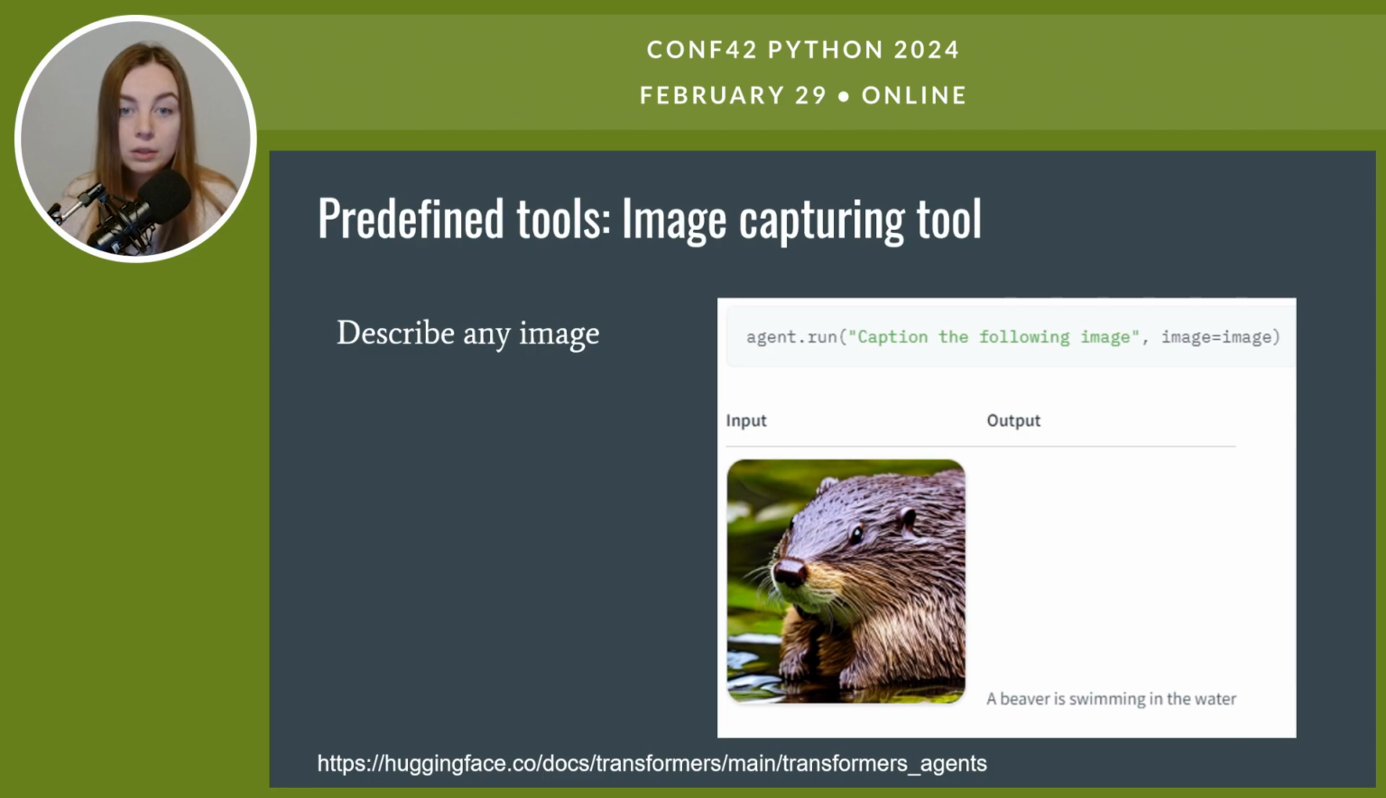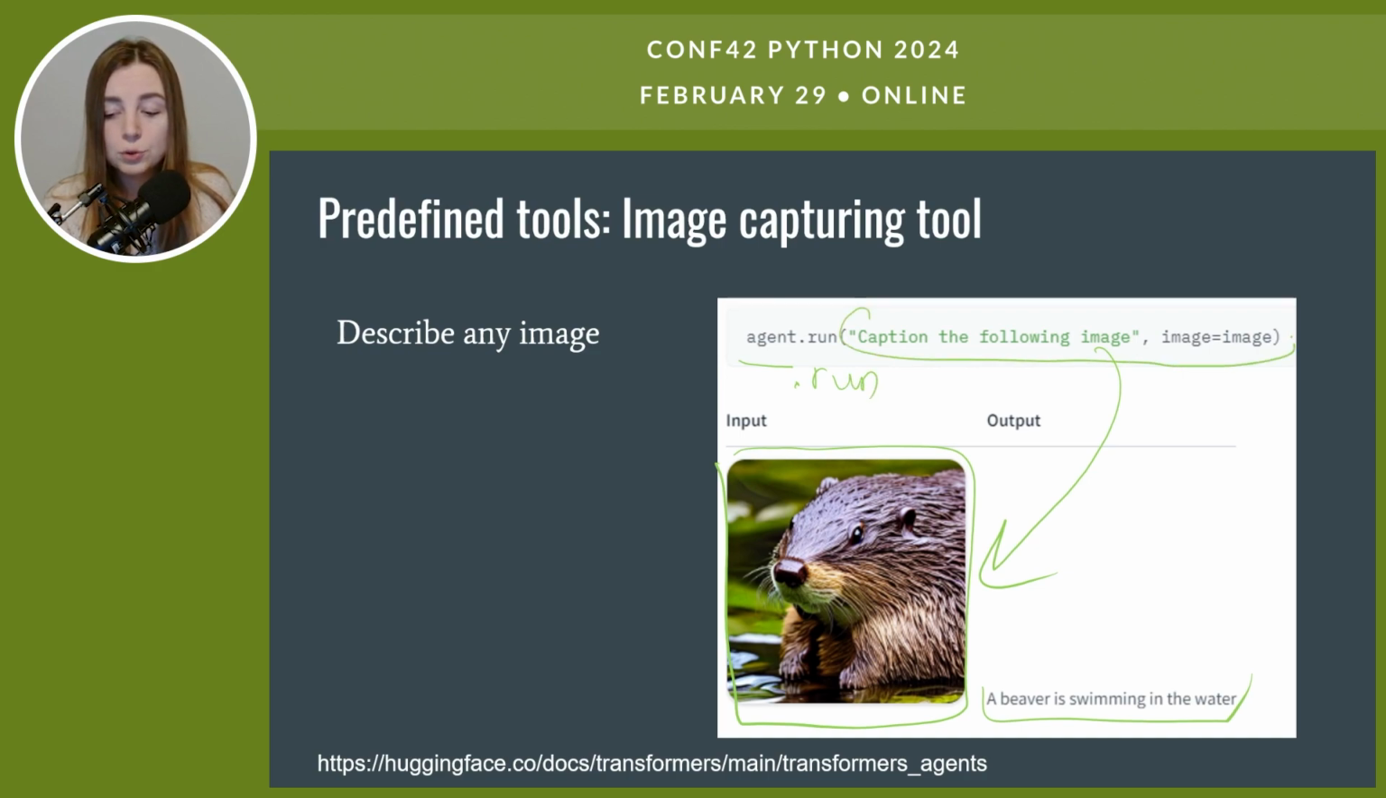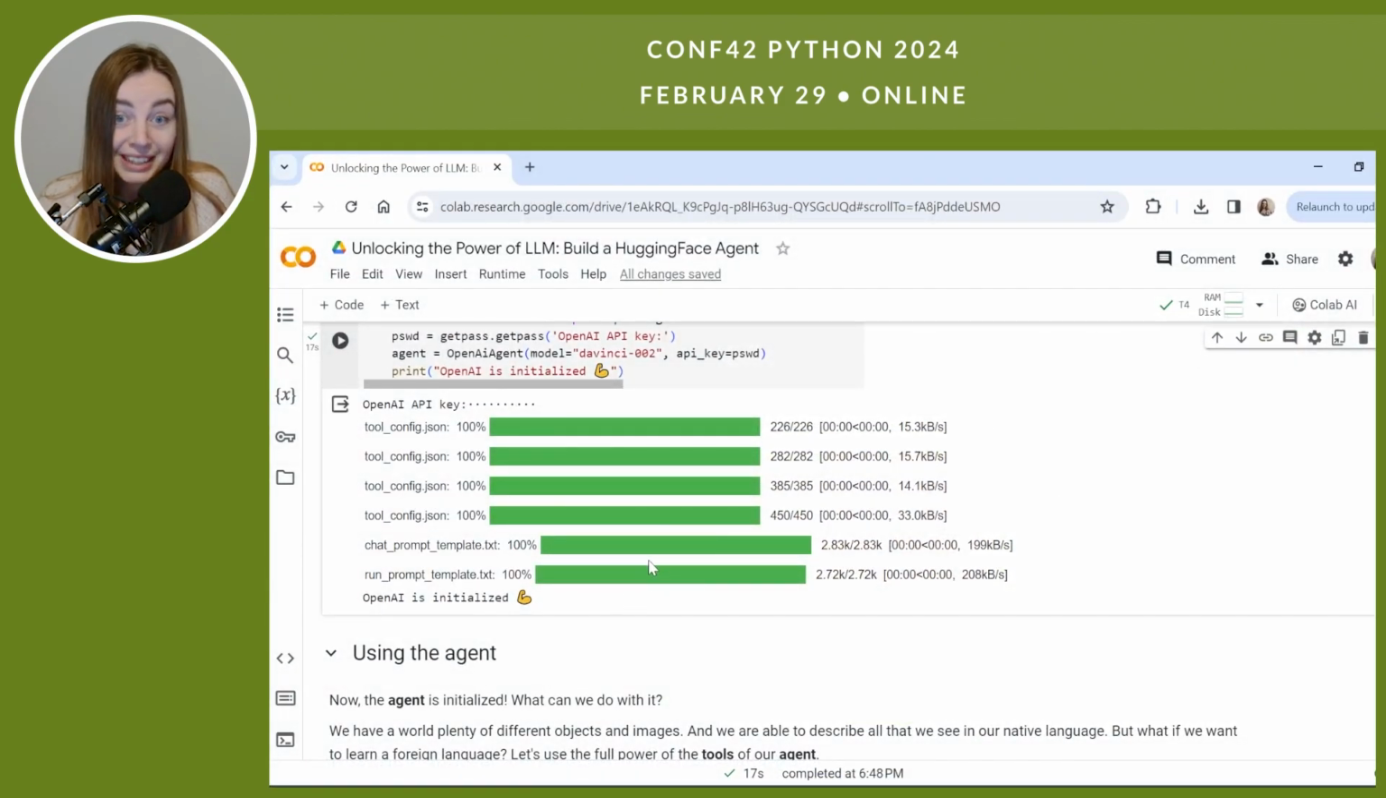The first tool we are going to look at is the image captioning tool. It's very simple, so we can have pretty much everything as an image, and we can generate a caption for it. So as you can see, we just call the command as agent.run and a natural language prompt. And we are passing an image as a variable here. Let's go and look at how it would look.